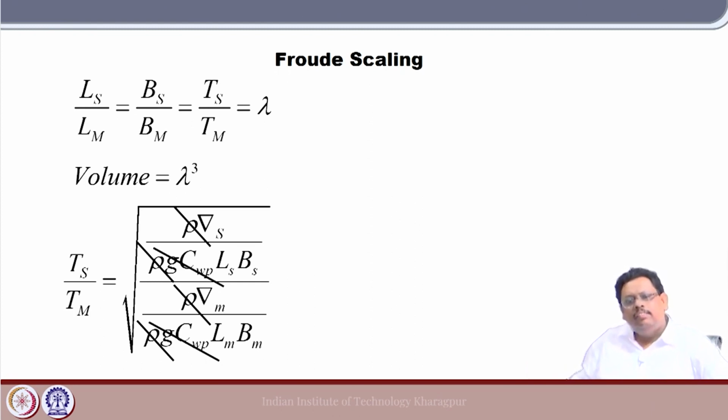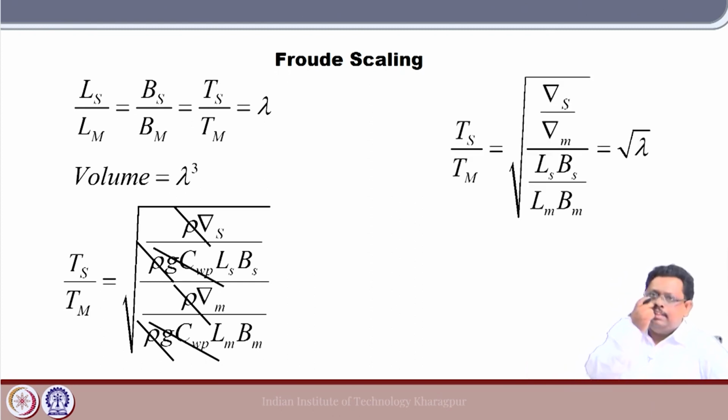So, therefore, we have this expression: Ts equals delta s by delta m, that means the displacement ratio, as well as the length into breadth for the full scale divided by the length into breadth for the model scale. Now, you know that this displacement is lambda cube, as we mentioned over here, and you can also see the other parameter is lambda square.